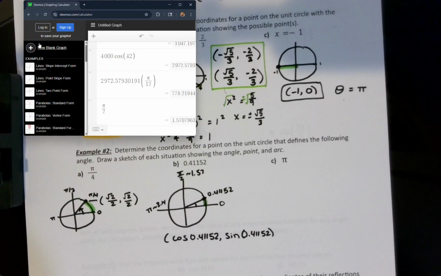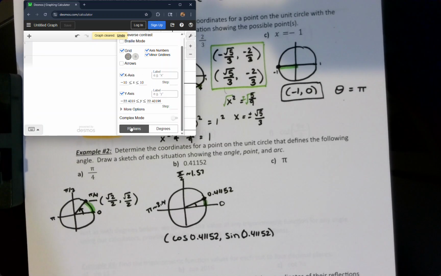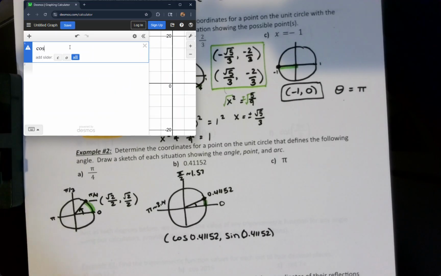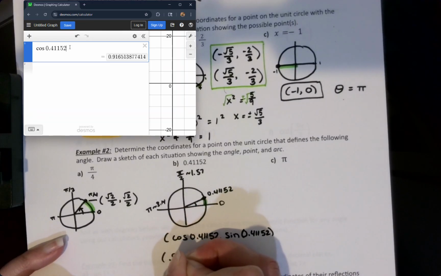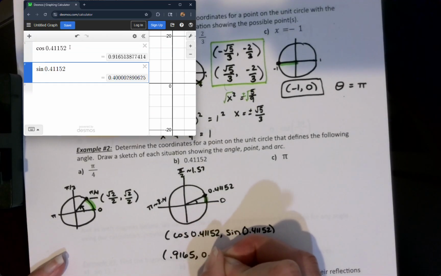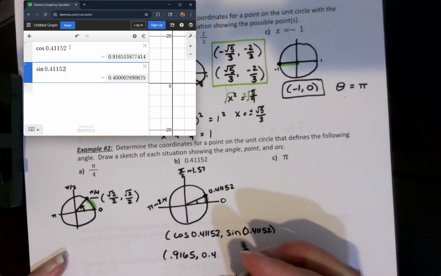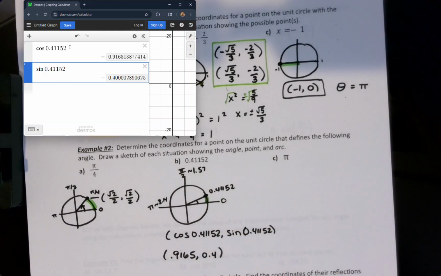So I'm going to clear my calculator. I'm going to make sure that it's in radian measure, which is the default. So it is in radian measure. Again, I'm not specifically asked to do this, but why not? Let's find the coordinates for this point exactly. So this would be the point that had 0.9165 for its x coordinate and 0.4 for its y coordinate. We'll just go with 0.4 there.